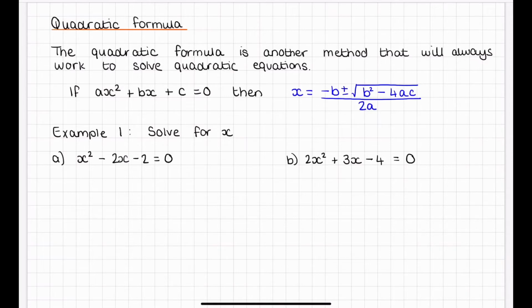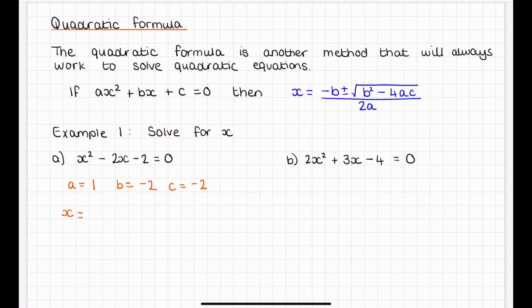So first one, we've got x squared minus 2x minus 2 equals 0. For some of you, what you might prefer to do is, first of all, to write out what a, b and c are. So a is the number in front of the x squared, which will be 1. b, the number in front of the single x, so that's minus 2. And c is the number at the end, which is also minus 2. And then we just substitute it into the formula.